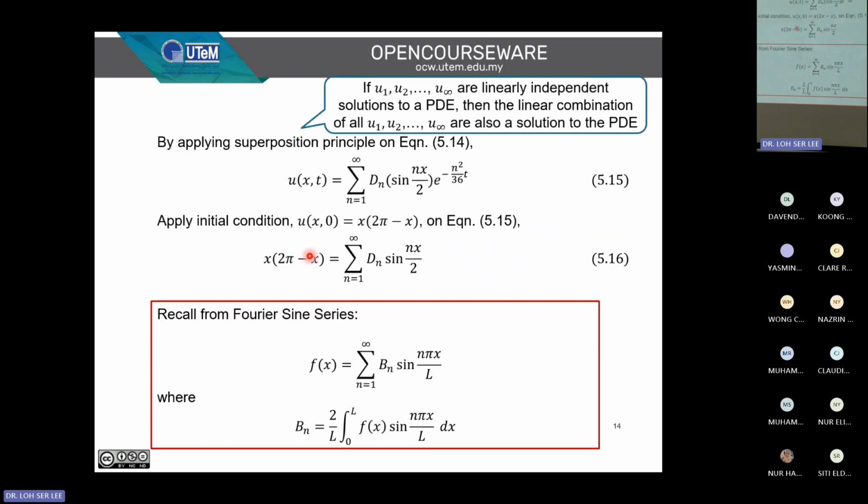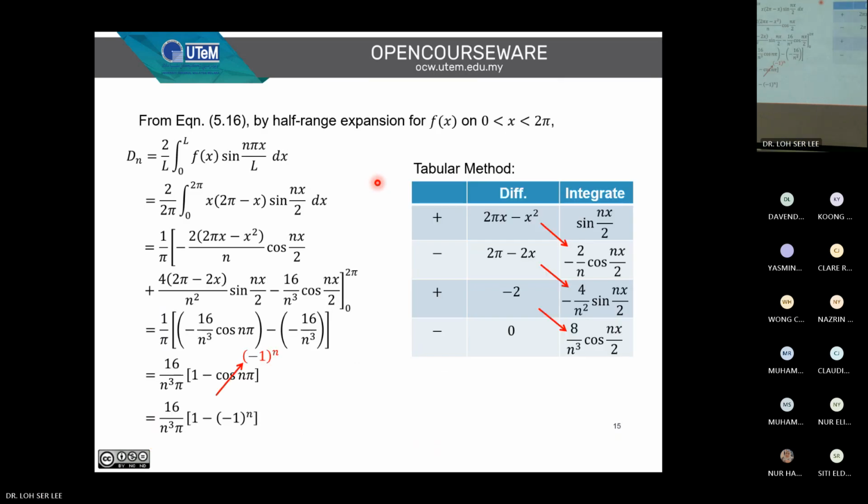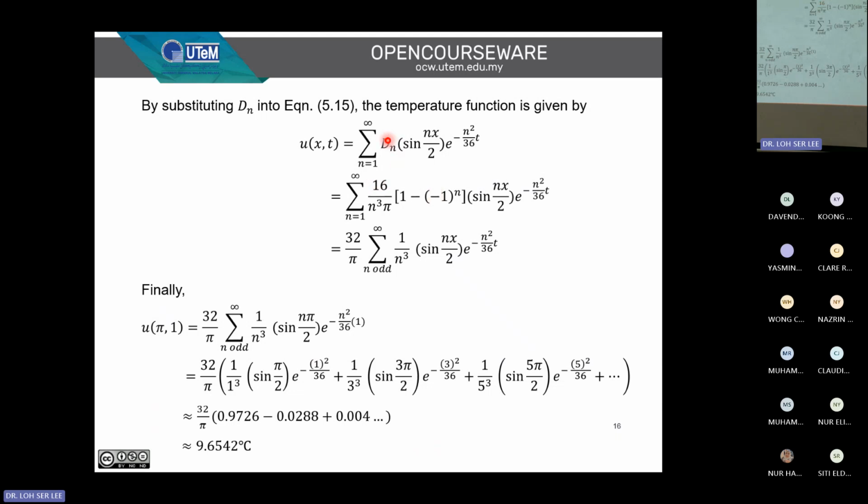If you forget what the next step is, refer back to your final solution. Remember, your final solution is always u(x,t). This is what you want to get. So once you get your dn, you just substitute your dn into here to get your final solution. Once you substitute your dn, you get your final solution. This is your u(x,t).